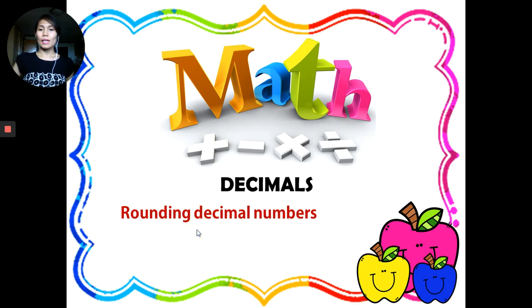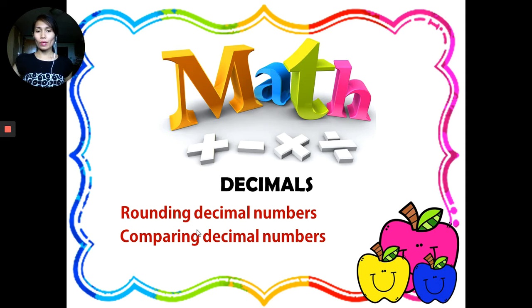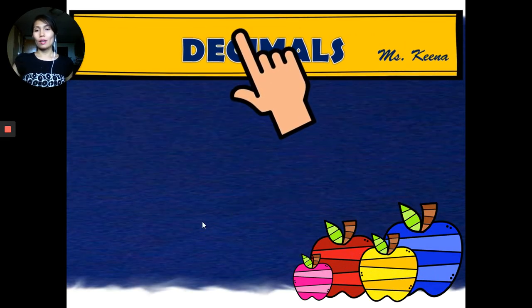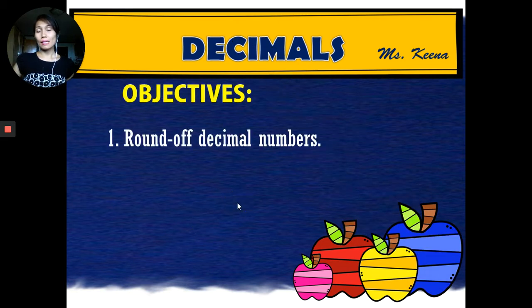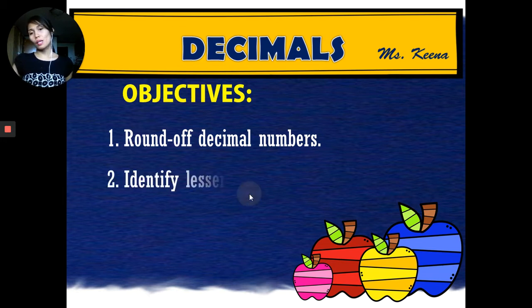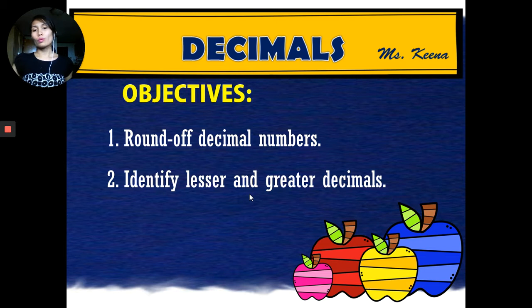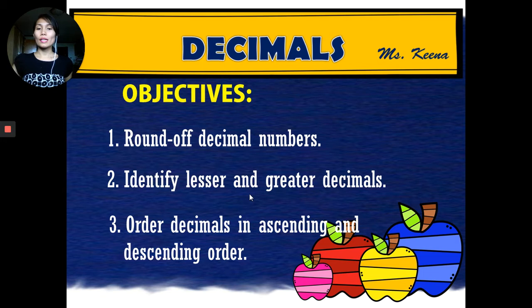All right. In this lesson, we will focus more on rounding decimal numbers, comparing decimal numbers, and ordering decimal numbers. So in this lesson, we'll be able to round off decimal numbers. We have discussed rounding off numbers before, but it's with whole numbers. But this time, we'll be dealing with decimal numbers. And we'll also be able to identify lesser and greater decimals and order decimals in ascending and descending order.